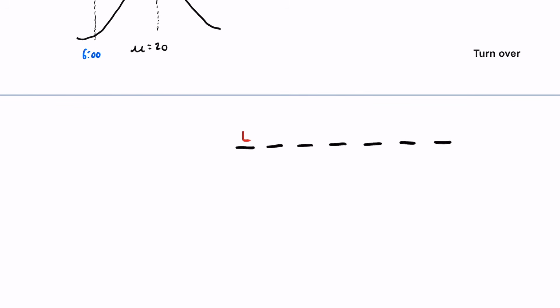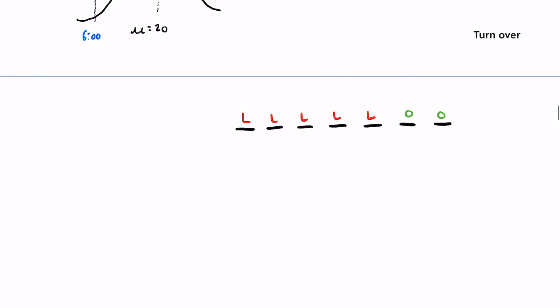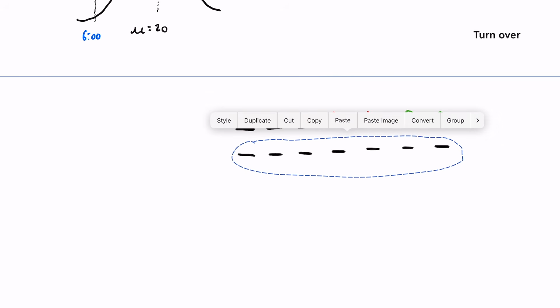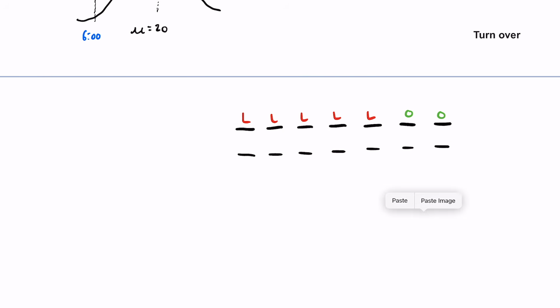That would be late, late, late, late, late, and then on time, on time. That's one situation where we can see 5 consecutive days. But there are others. For example, 2, 3, 4, 5, 6, 7. I'm actually going to copy this just to save time, because we're going to need a few more later.